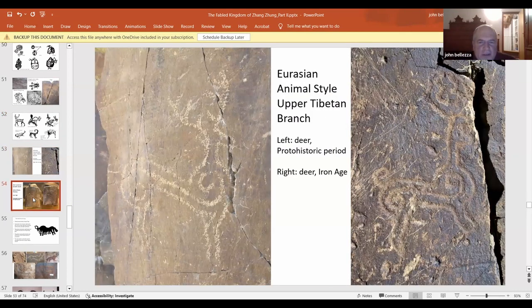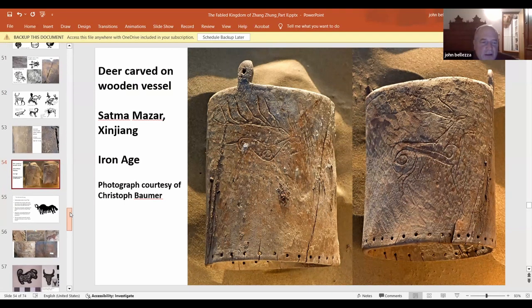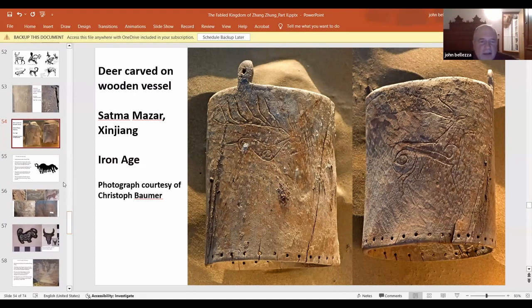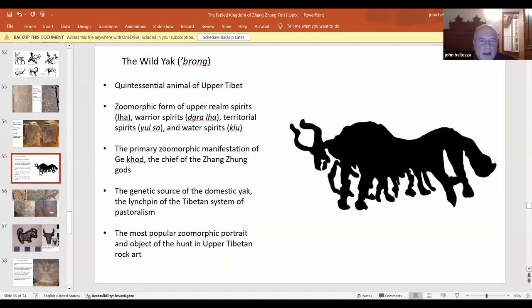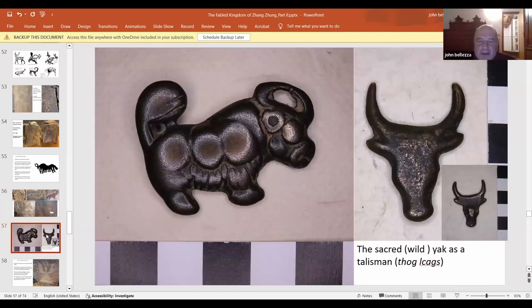More on the Eurasian animal style. Here we see a wooden pail in the Tibetan style and in the Siberian Altai style. So on the same bucket, we have two very different types of Eurasian animal style art. And of course, East Turkestan, Xinjiang, lies between the Altai and Tibet. I wanted to talk a little about the yak because there's a lot we could say, but I don't have time. That's okay because now you can just enjoy the images.